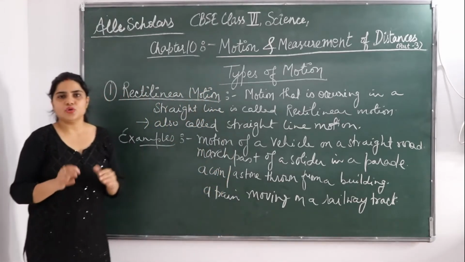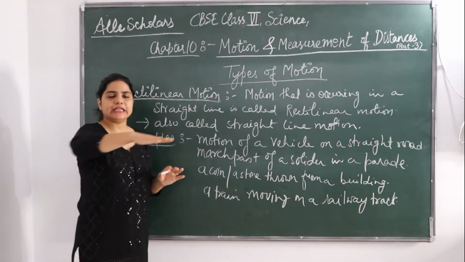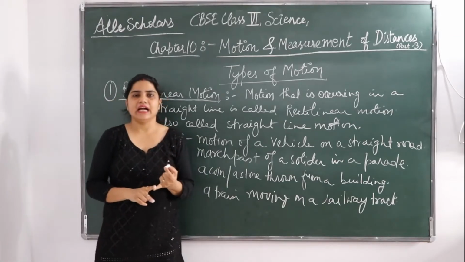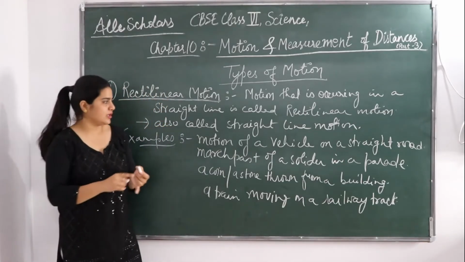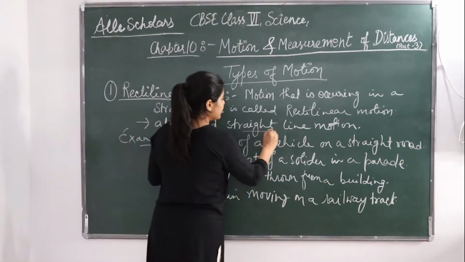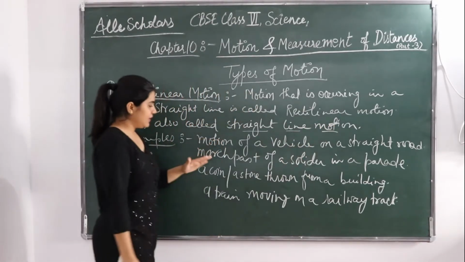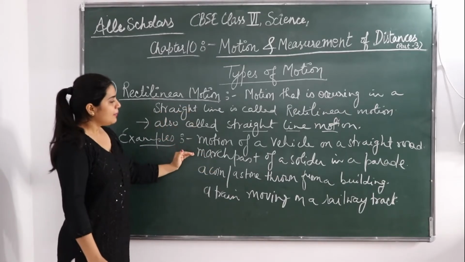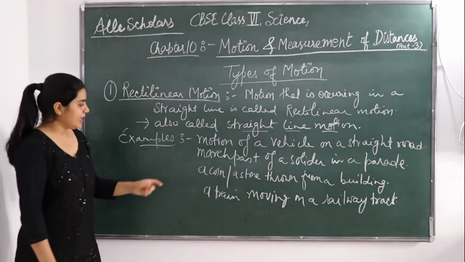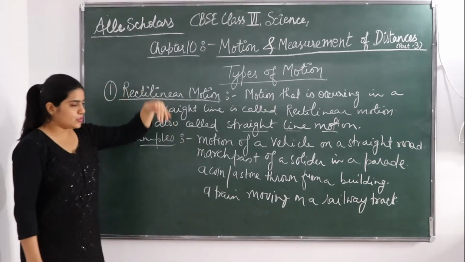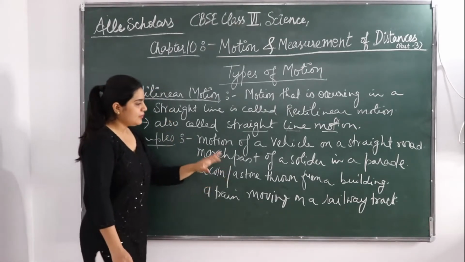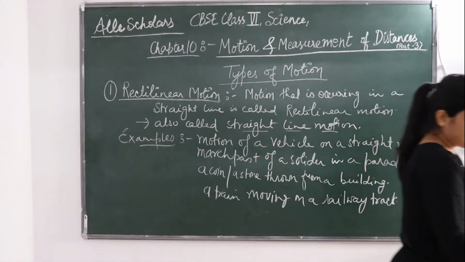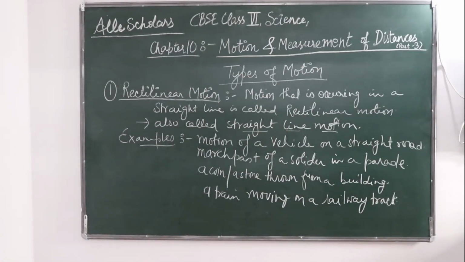So rectilinear motion is a motion of a body in a straight line. If a body is moving in a straight line, we will say that it is a rectilinear motion. And it is also called straight line motion. I have given you some of the examples: motion of a vehicle in a straight line, march past of soldiers in a parade, a coin or a stone thrown from a building, a train moving on a railway track. Okay, so this was rectilinear motion.